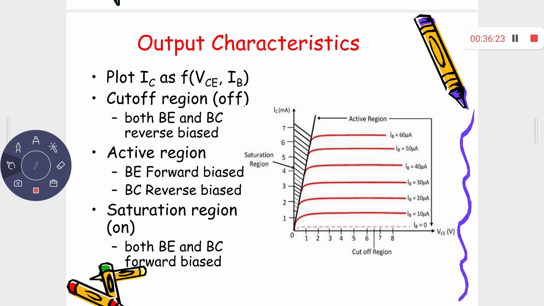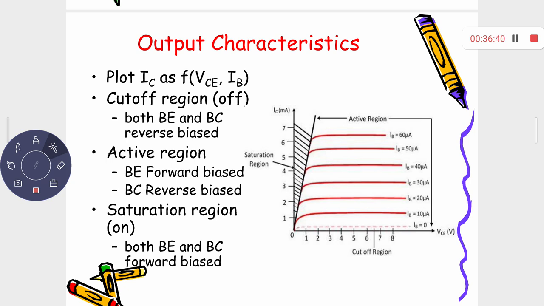IB is equal to, say, 10 microampere, 20 microampere, 40 microampere, 60 microampere, like this. Now basically, you have studied this thing already. Here we have the three regions of operation.